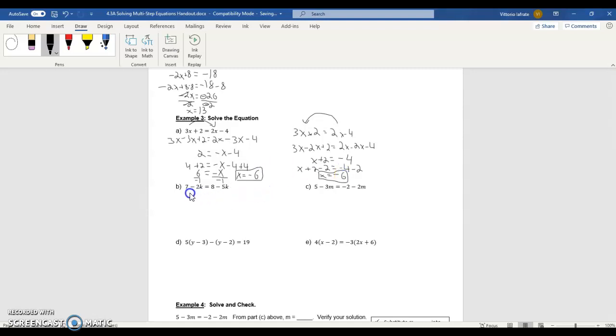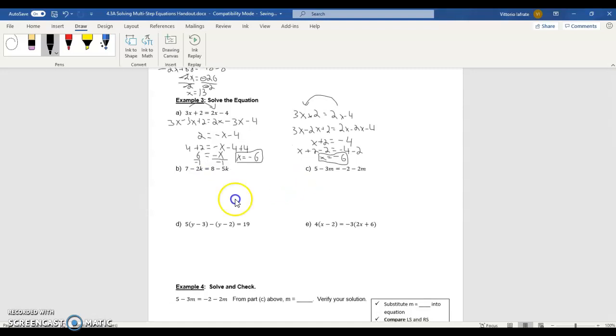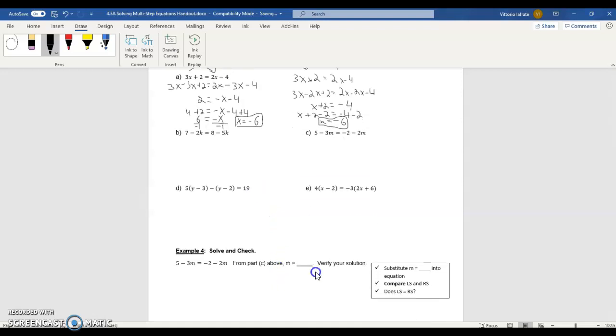So in the next video, I'm going to go through examples B, C, D, and E with you. You can try them out yourself first. And then after that, we're going to just do an example to see how to check if our solution is correct using a left and right side table like we did before. And then you'll have all the skills necessary to solve some multi-step equations that don't include fractions.